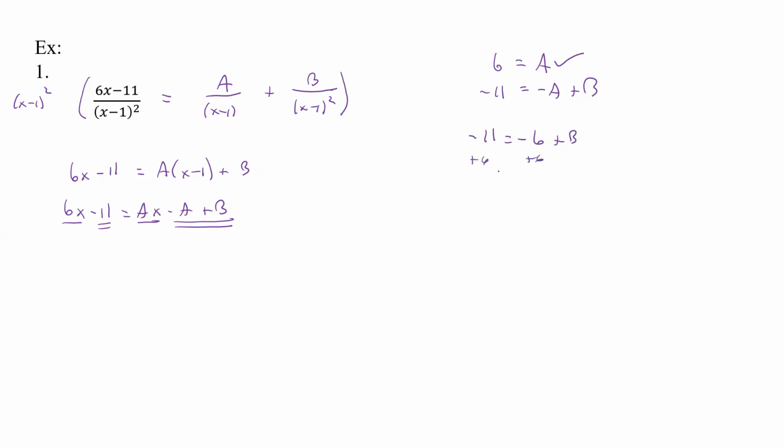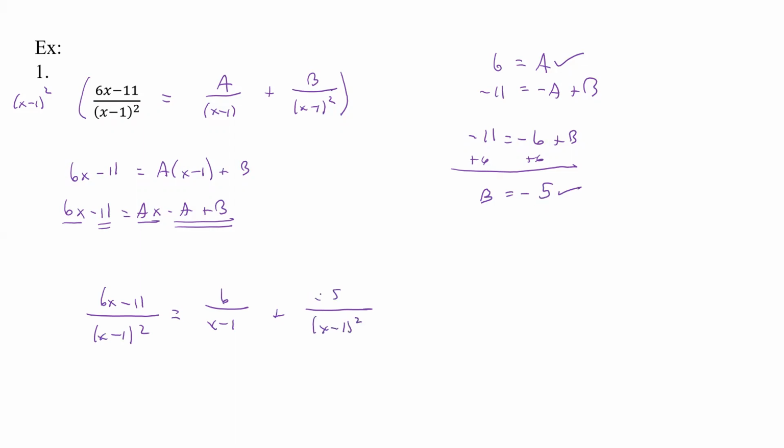Add 6 to both sides. B is equal to negative 5. And so now we've already simplified the whole question, and we're done. We have A, we have B, we can plug it back in. And so 6x minus 11 over x minus 1 squared is equal to A, which we said was 6 over x minus 1, plus B, we said was minus 5 over x minus 1, the quantity squared. And again, you can put the negative 5 up here, or you can put the negative here and make that a positive 5. Doesn't really matter, and both answers are technically correct. Okay, so that's what I would do here.